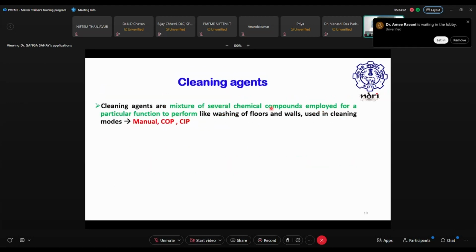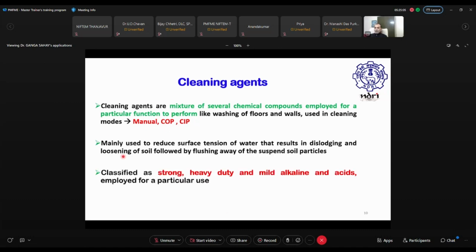So which are the different cleaning agents? Cleaning agents are mixtures of several chemical compounds employed to perform a particular function, like washing of floors and walls using the cleaning modes. Different cleaning could be manual, clean out of place, and CIP. They are mainly used to reduce the surface tension of the water, which results in dislodging and loosening of soil, followed by flushing away of the suspended soil particles. They are classified as strong, heavy duty, and mild alkaline and acid, employed for a particular use.